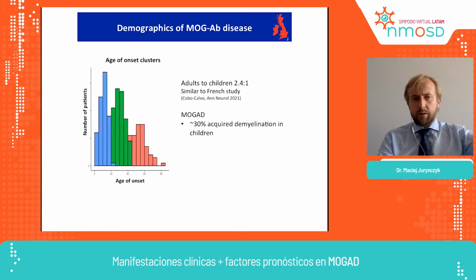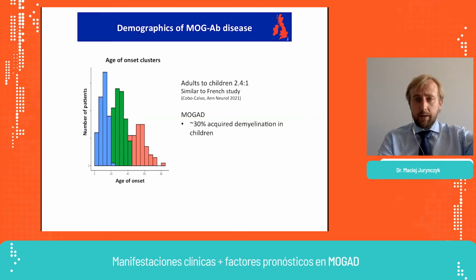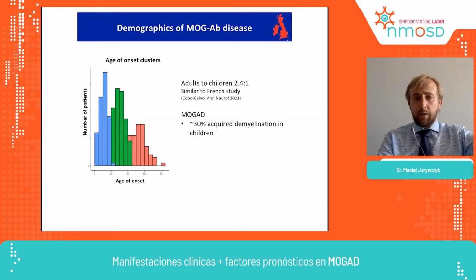The age of onset was very broad, and the oldest patient was 81 years old. The mean age at onset was 30 years old. It was interesting to see that the proportion of adults to children in the study was 2.4 to 1, and this is similar to a recently published French nationwide study. Therefore, this might represent a true relative frequency between children and adults with MOGAD in the population.